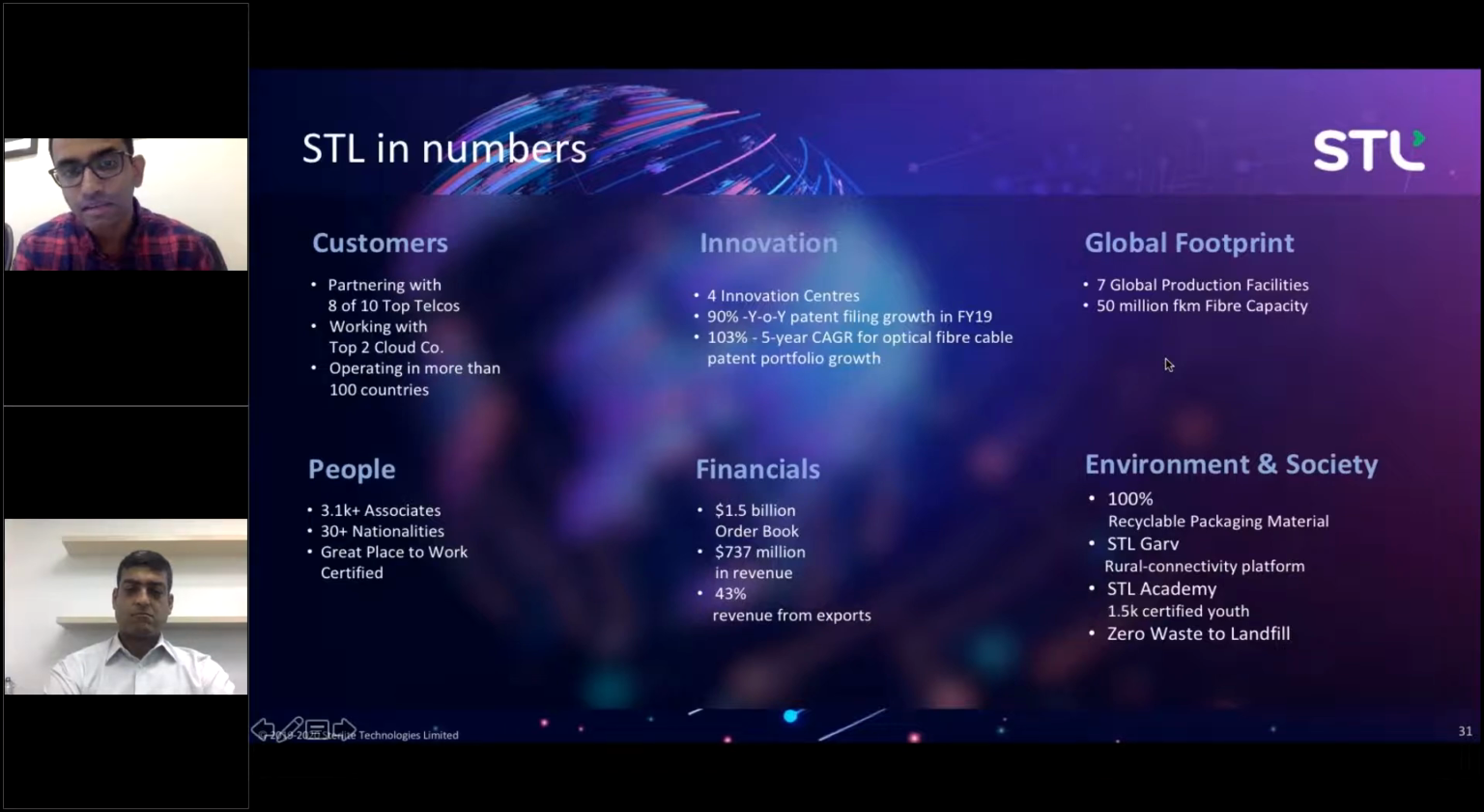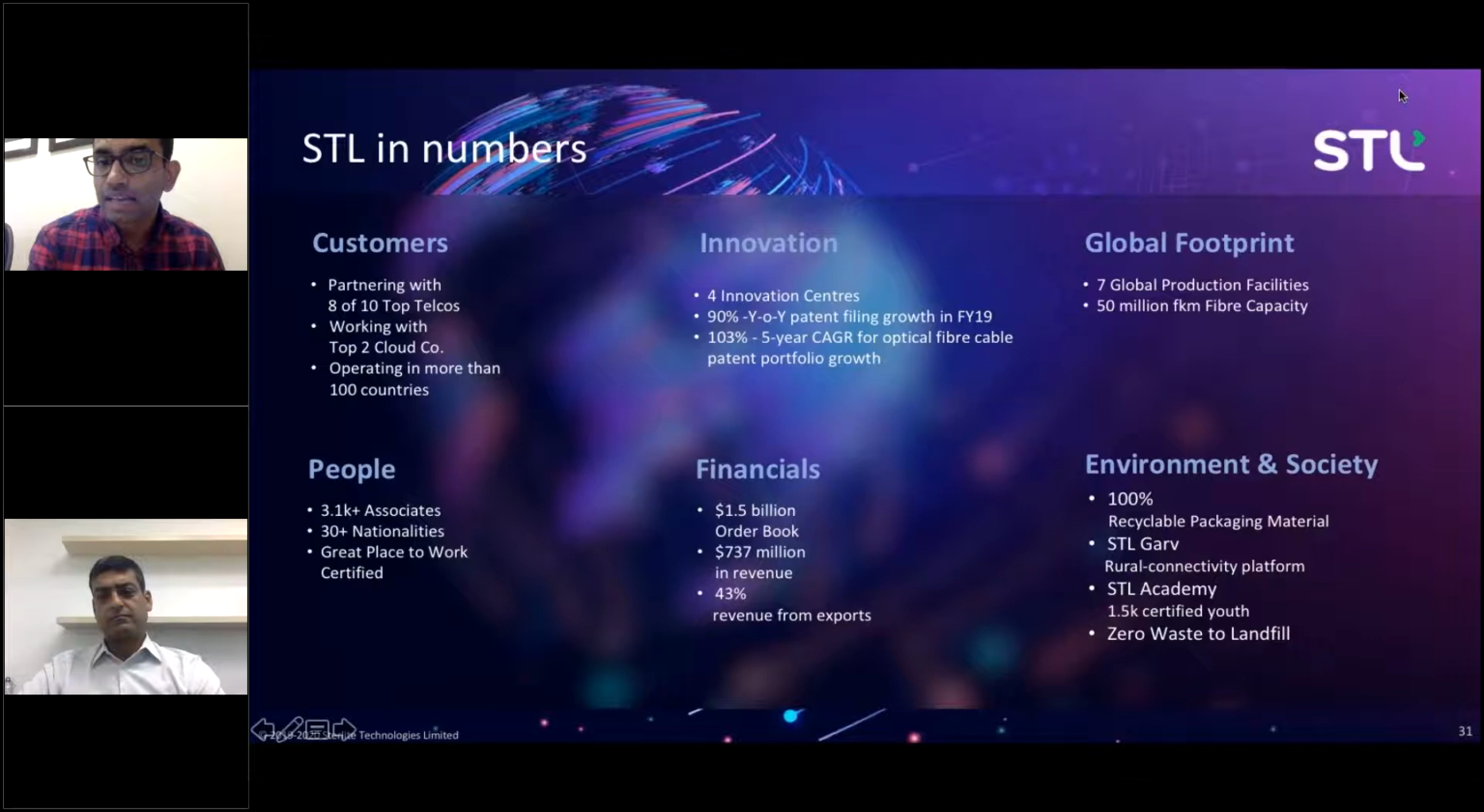We have seen a tremendous increase in our patent filing, a staggering 103% 5-year compound annual growth rate, especially for the optical fiber cable patents that we see in the entire portfolio. We have a global footprint. STL has production facilities spread across continents. We have in total about 7 global production facilities and nearly 50 million fiber kilometer capacity. With that, I'd like to move to the next slide.